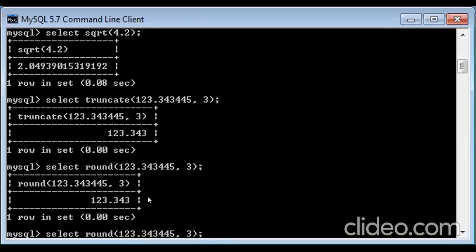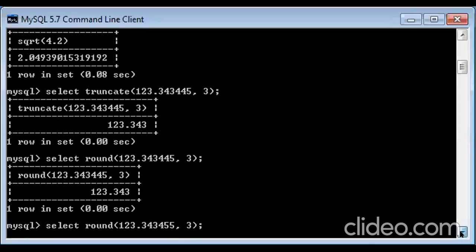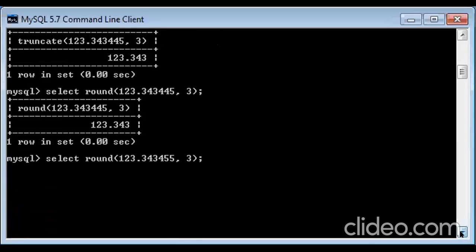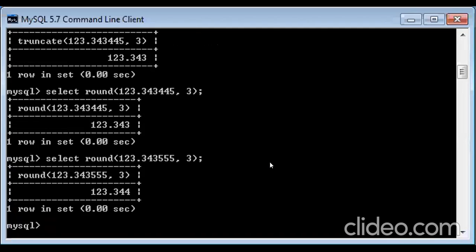When will the answer be different? Suppose in round I am using 5 here. Then what will be the output in this case? It will be the same, right? In round, the values are 1, 2, 3.343. Okay, only 3 values are there. So let me just make it 5. So what will be the output here in this case? Now it will be 3.344.